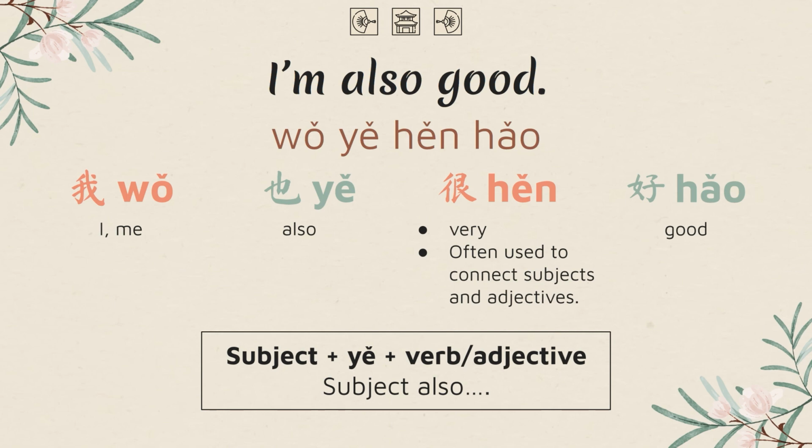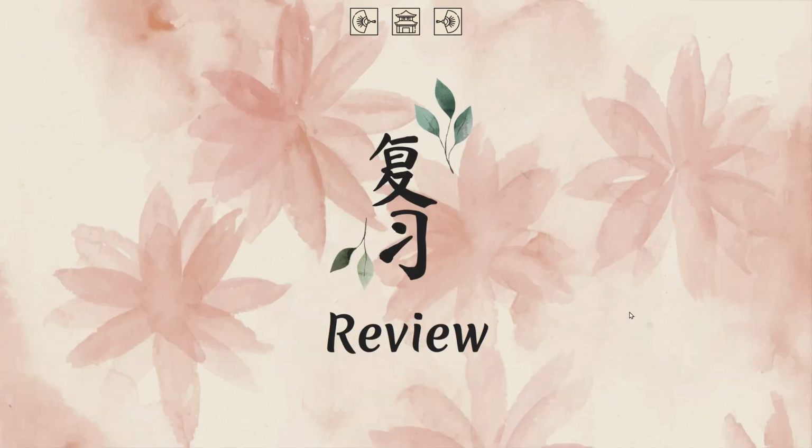Okay, so how would you say, I'm also tired? Remember the mnemonic for tired? When you're tired, you want to, yeah, very good. You want to lay down. So you could say, 我也很累. 我也很累. What about, I'm also busy? So you just need to swap out 好 for 忙, and it becomes 我也很忙. Okay, very good. We've gone over a lot of stuff, so it's time for a review.